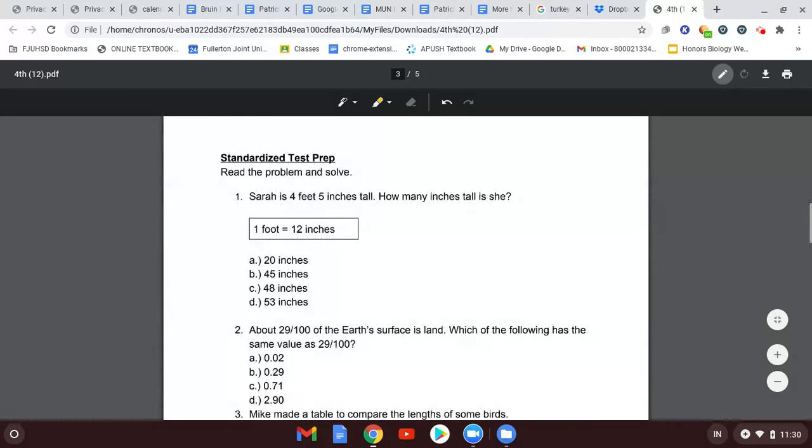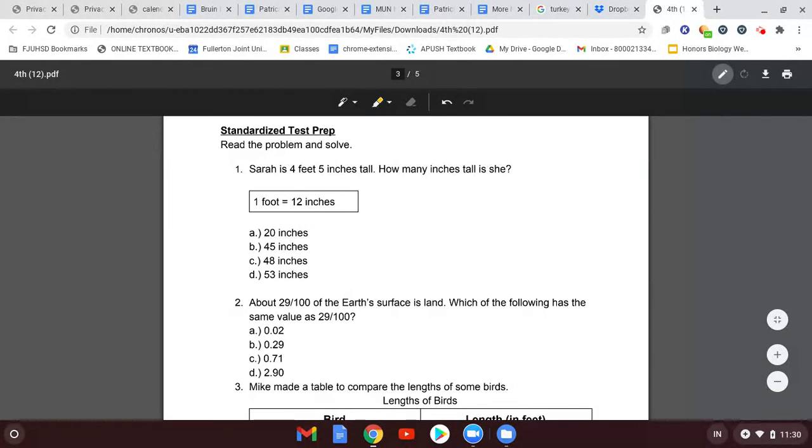Okay, so let's go to page number 3. Sarah is 4 feet and 5 inches tall. How many inches tall is she? In order to solve this, we have to make the feet into inches, and there are 12 inches in a foot. So 4 times 12 is 48. However, Sarah is 4 feet and 5 inches, so we have to add the 5 as well, which should be 53. So the answer would be D.